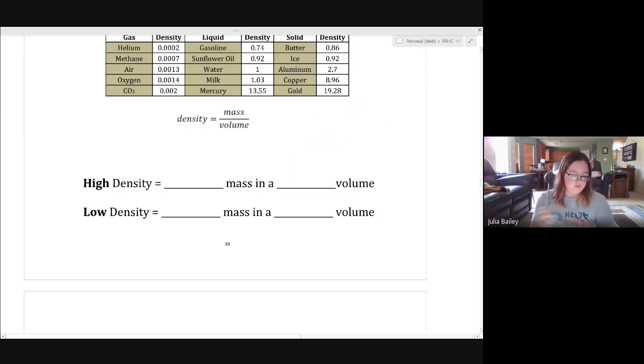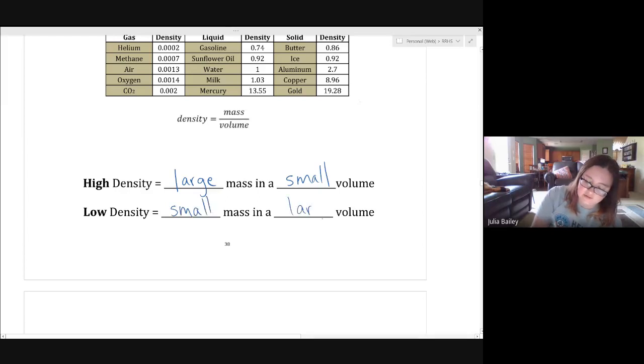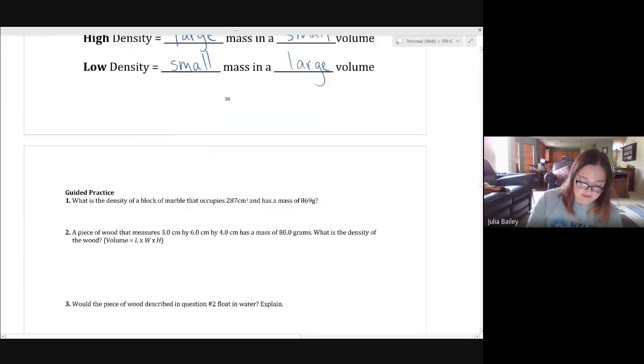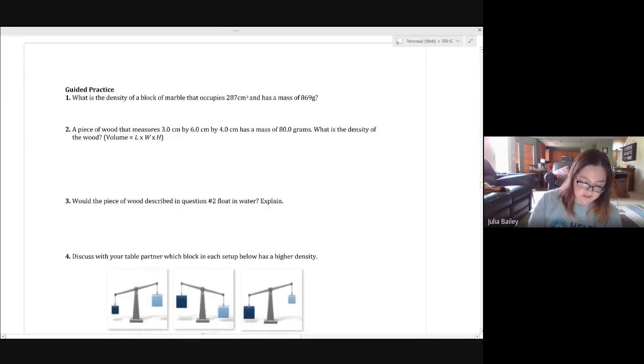Yay. Middle school math. Okay. A high density, again, means that you have a large mass in a small volume. And a low density means that you have a small mass in a large volume. It weighs very little, but it takes up a bunch of space. That's not very dense.